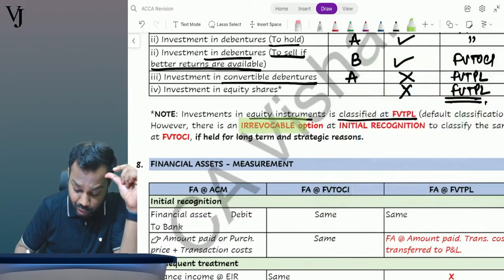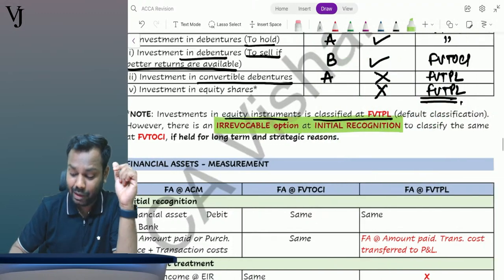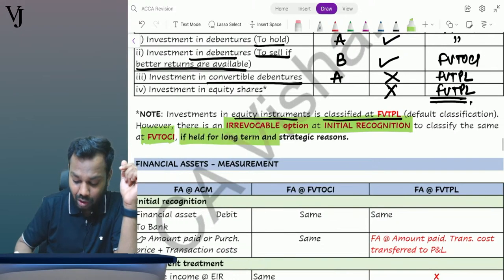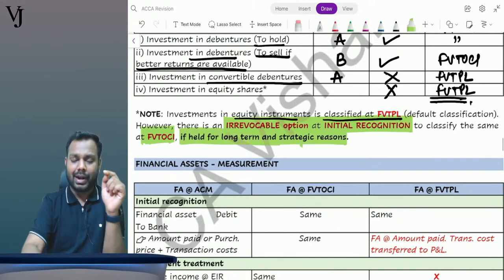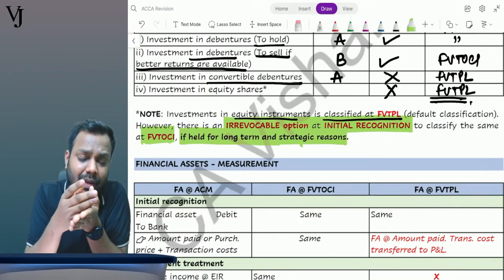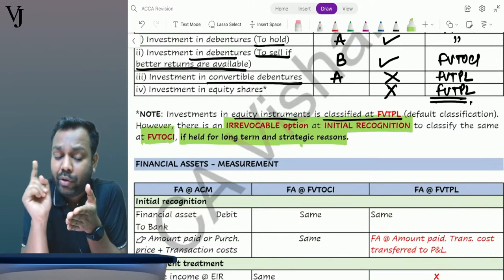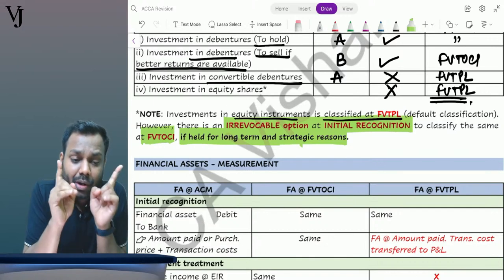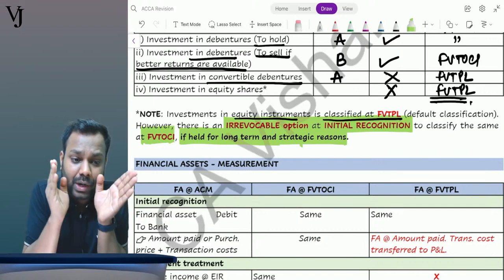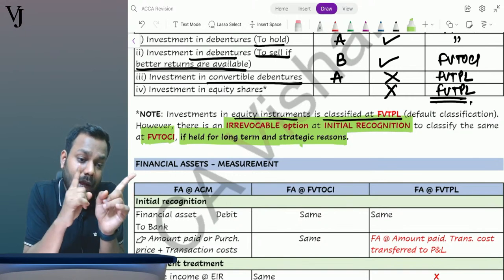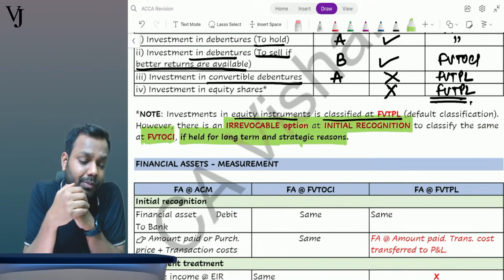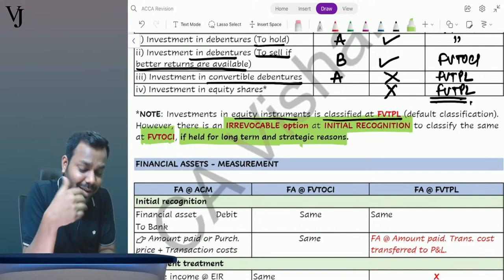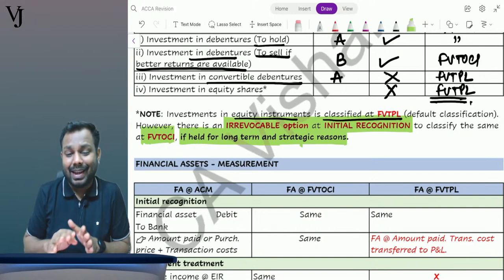That option, which is irrevocable at initial recognition, is to classify the same as FVT OCI if it is held for long-term and strategic reasons. Understand that if you selected FVT OCI once, you cannot go back to FVT P&L. Or if you selected FVT P&L once, the option to select FVT OCI gets closed.